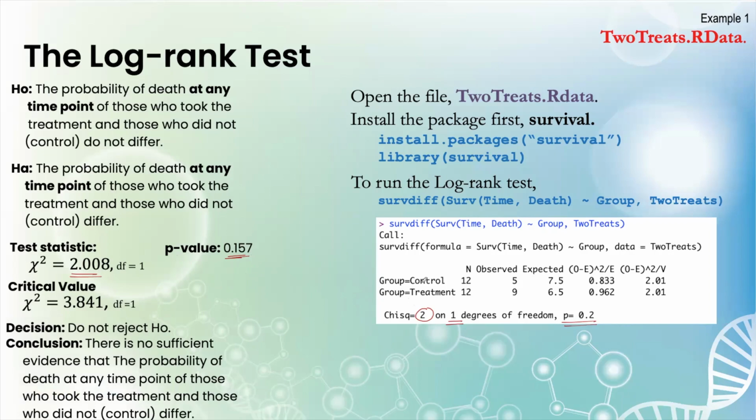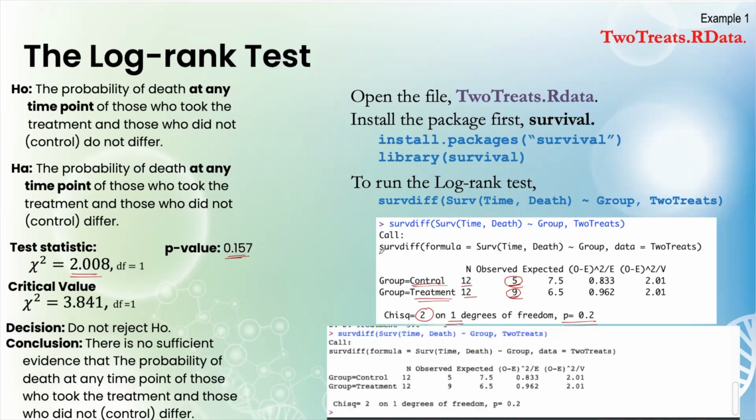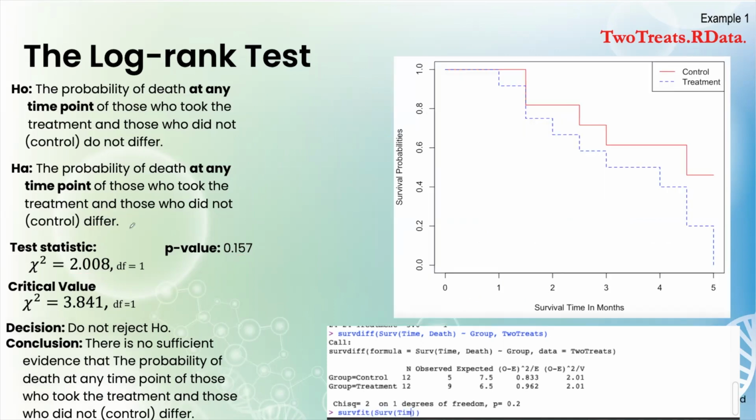And then we see here that in the control group, 5 died, which is the observed deaths. And then in the treatment group, 9. So these are the events, or the number of patients who died. So 5 out of 12 died and 9 out of 12 died in the two groups. Now, further, we may construct the Kaplan-Meier curves using what we call the survfit function. So all we have to do is to type survfit and then the same functions in the parentheses.